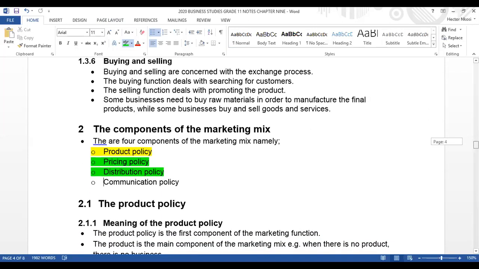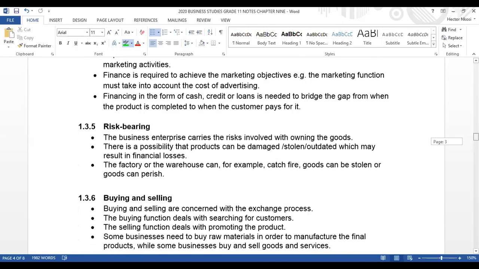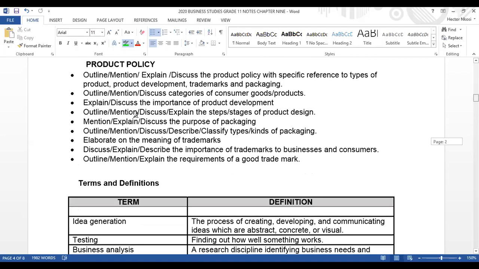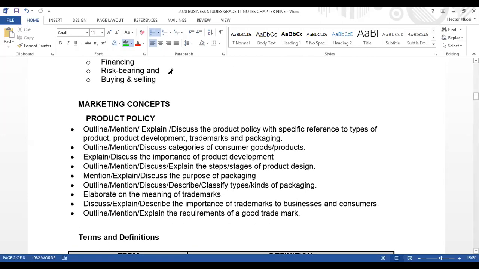Before I start with the product policy, I want to go through its learning outcomes, right? These are the learning outcomes that you need to have whenever you are dealing with your product policy. Remember, learning outcomes are the things that you need to know by the end of the lesson, or things that you need to be comfortable with. Under your product policy, you need to outline, explain and discuss the product policy with specific references to types of product development, trademarks, and packaging, right? So you have to know all of these.